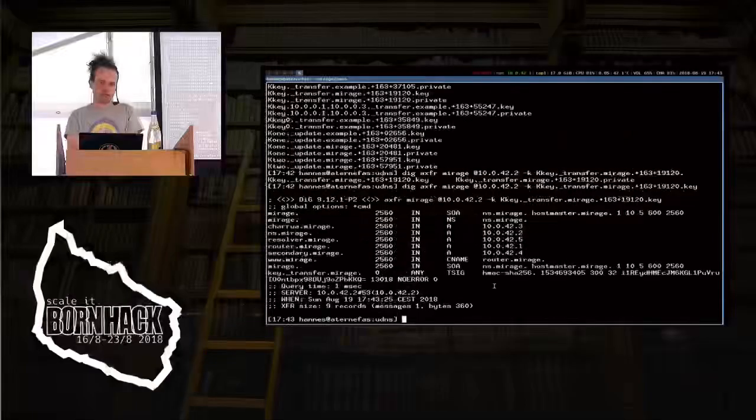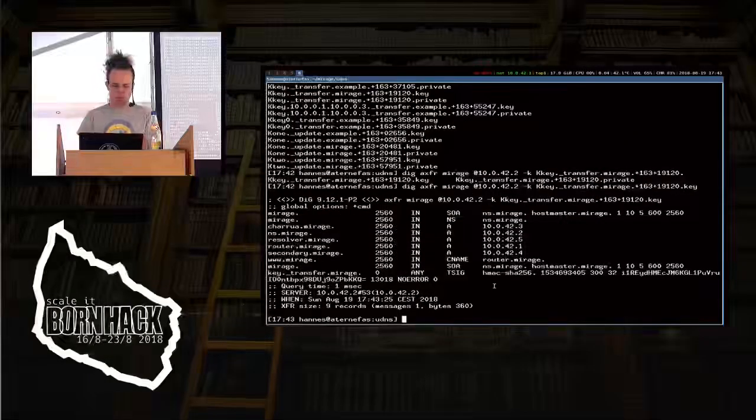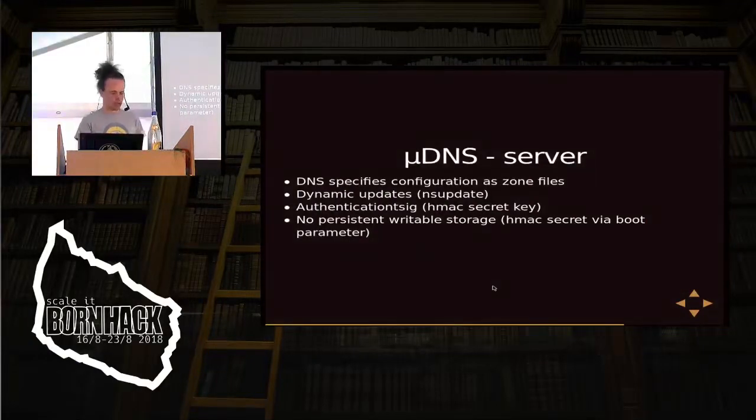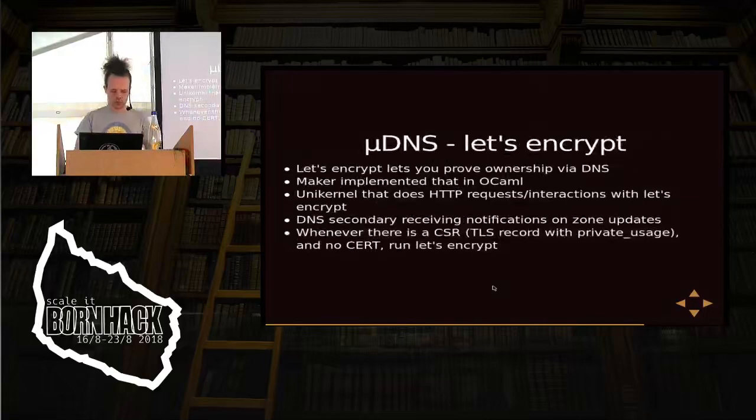So that's basically how I run my name services at the moment. They are just those Mirage unikernels, which don't have access to any block device, so they can actually not write any data. They cannot record IP addresses and so on. And they don't need to.